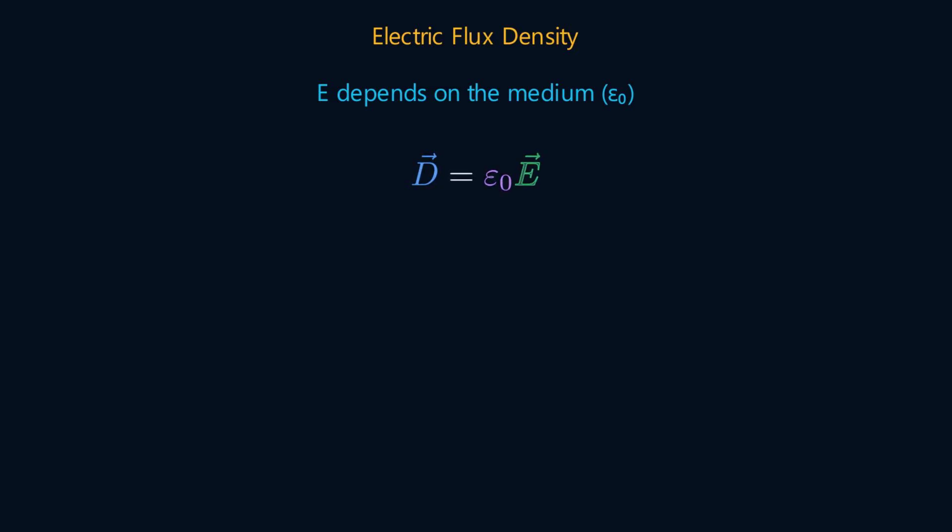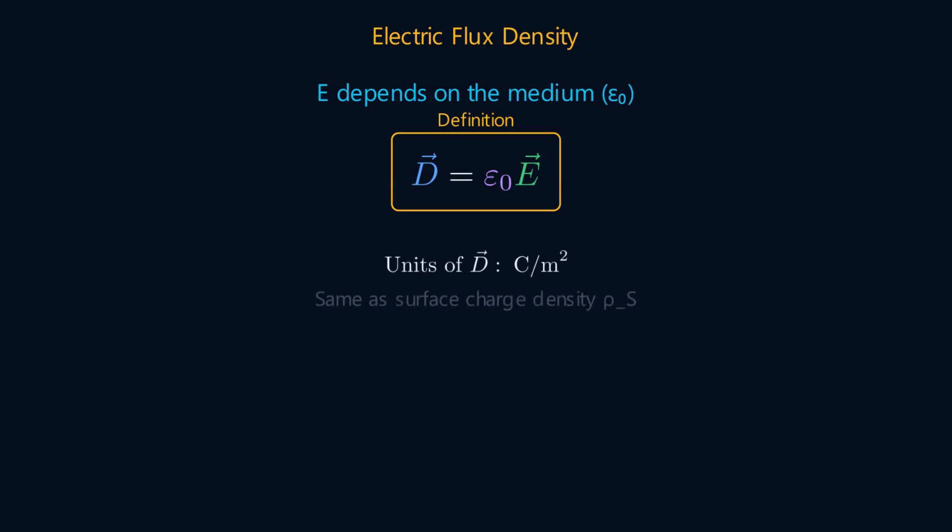The electric field E depends on the medium. In free space, it includes the permittivity epsilon 0. To separate the field from the medium, we define a new vector, the electric flux density D. D equals epsilon 0 times E. The units of D are coulombs per square meter, the same units as surface charge density. This is no coincidence, as we'll see with Gauss's law.